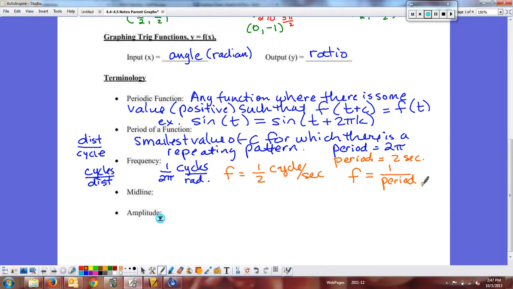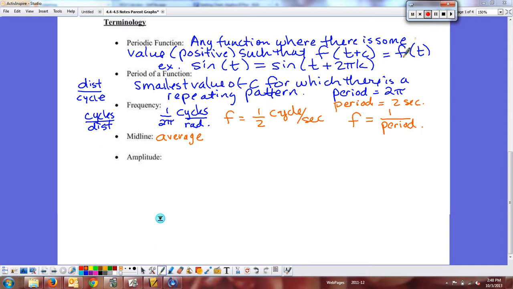All right, the midline of a graph. The midline, you can think of that as the average. As these functions follow this repeating pattern, there's going to be a middle of the graph. Because the pattern repeats, we're going to have a high and a low, and then we're going to come up with this average line. So the average is what we're looking for as the midline.